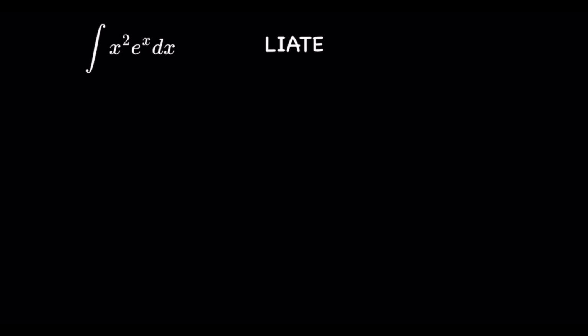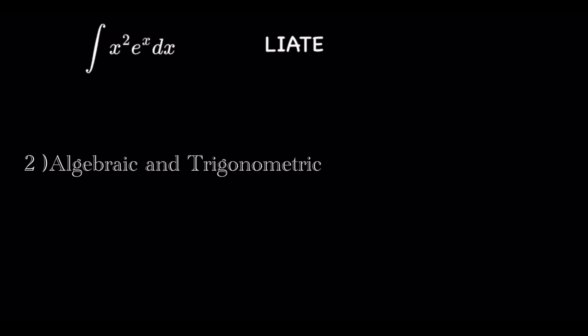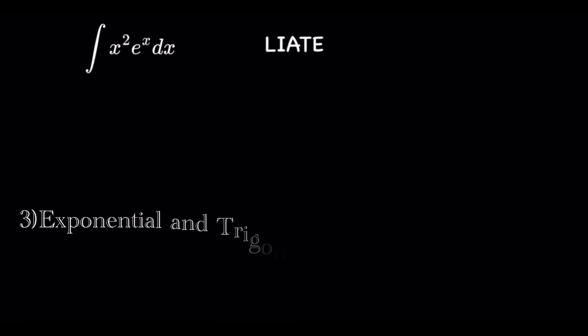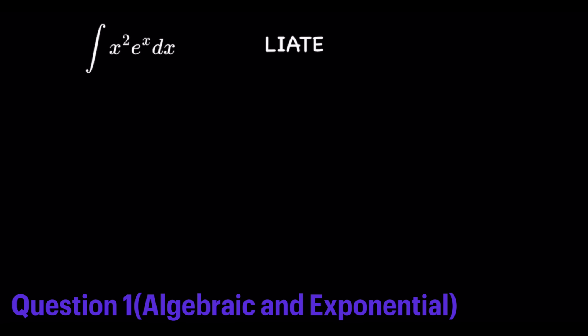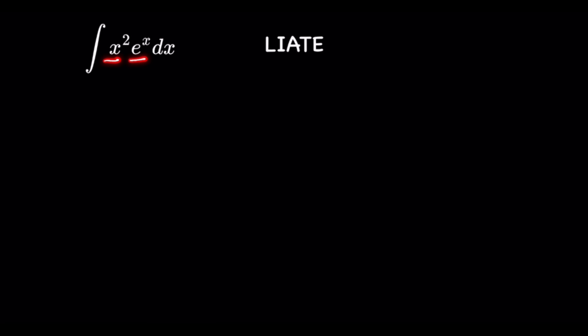We will look at three types of combinations here: algebraic and exponential, algebraic and trigonometric, and exponential and trigonometric. Let's start with the first case. We have an algebraic function, x squared, and an exponential function, e power x, and we need to integrate it. According to the LIATE rule, we take the algebraic part, x squared, as u, and the exponential part as v.